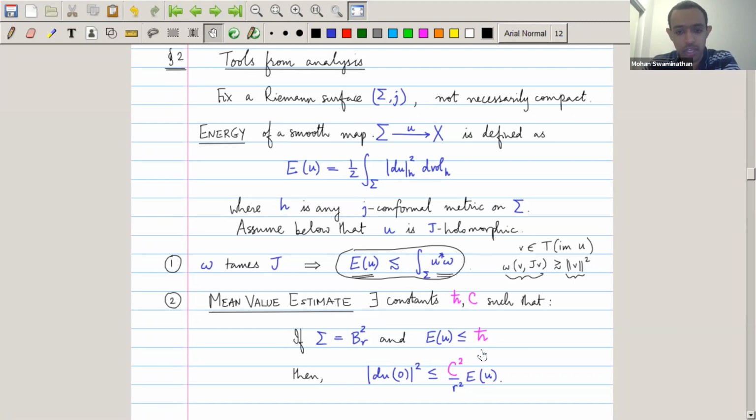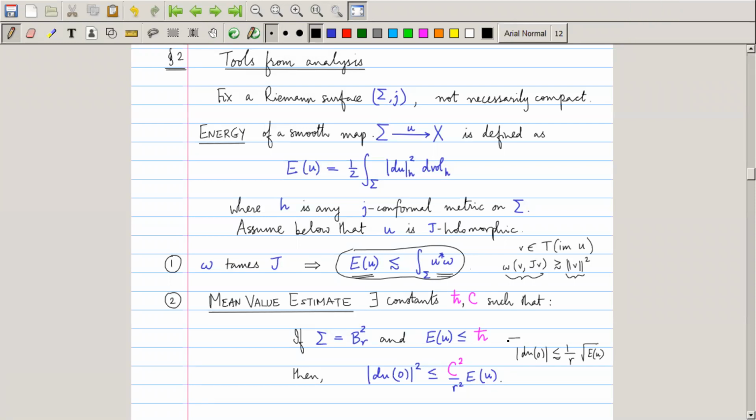then the derivative of u at the center of the ball is controlled by, so the derivative squared is controlled by 1 over r² times the energy on this ball. So taking square roots, what this is telling us is that |du| at the origin is controlled by 1 over r times the square root of the energy on this ball. So this is some kind of Schwarz lemma?